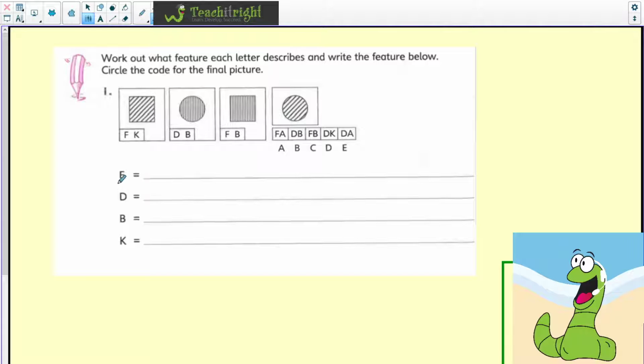So let's have a look at the F. So we've got 2 F's here. So why are these 2 the same? Well, they represent the square. So what we'd like you to do is just write on the line what they actually represent. So the F stands for the square. Therefore, the D represents the circle.